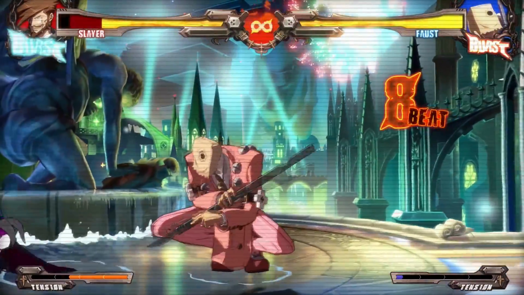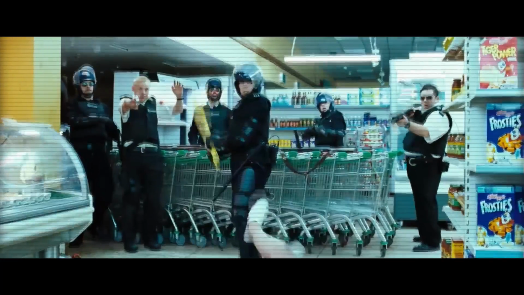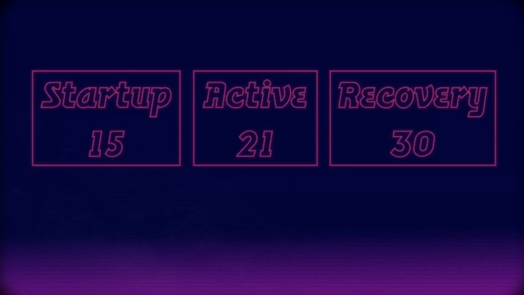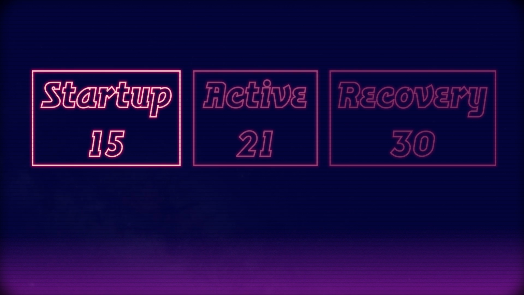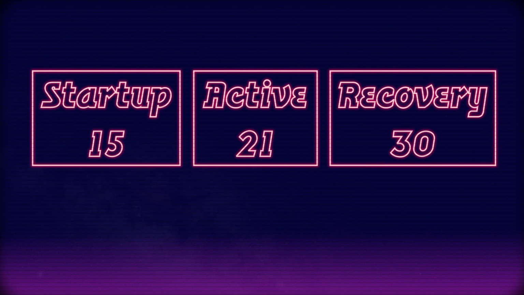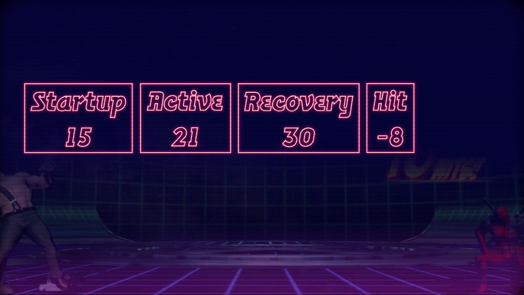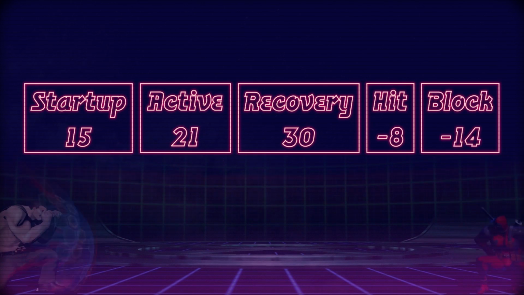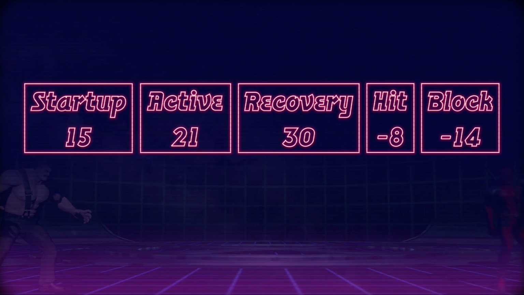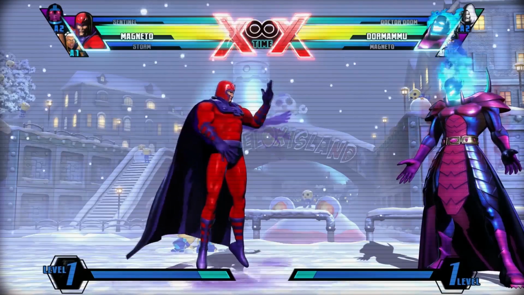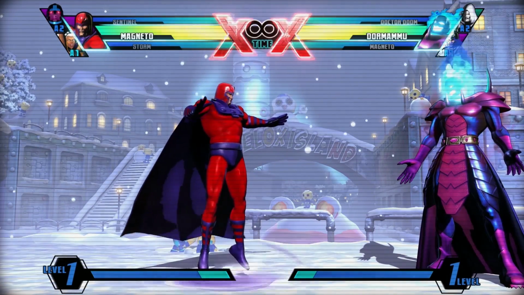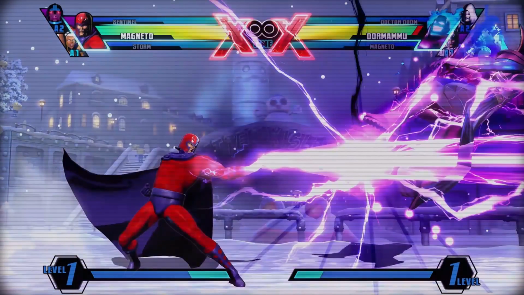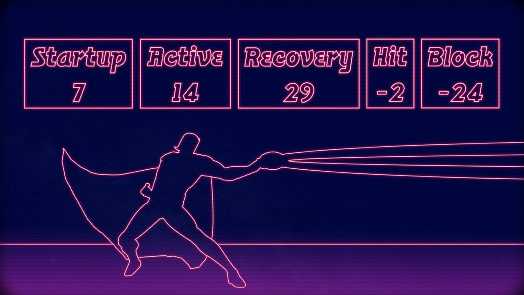Next, let's look at when moves make contact with an opponent. When you're looking at all the frame data for a given move, you'll see the startup, active, and recovery frames that we've talked about so far. You'll also see numbers for when the move hits an opponent or is blocked by an opponent. Let's look at Magneto's beam in Marvel 3. There are a few different versions, but the frame data for the light version, the quickest one, looks like this.